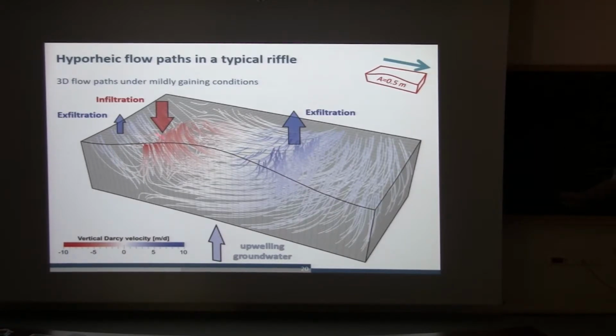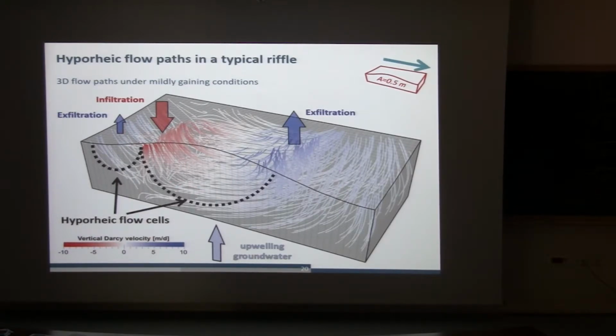And you have some where water that downwells never returns to the stream also, depending on what those fluxes are or what the regional gradients are. So you usually get these typical flow cells. And this is the zone within which you can, theoretically at least, attenuate solutes that are in the stream.